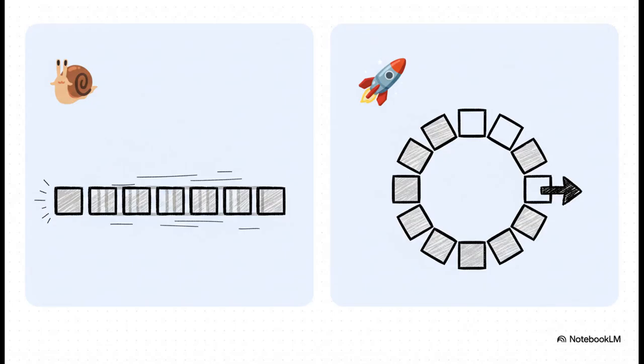Okay, so on the left, you can see the problem. This is the naive way. With a regular array, every single time you remove an element from the front, every other element has to shift over. That's what we call an O(N) operation, and it means the work grows with the amount of data. It's a huge performance bottleneck. But on the right, you see the promise of the circular buffer. It does the exact same job in constant time. O(1), no shifting, ever.